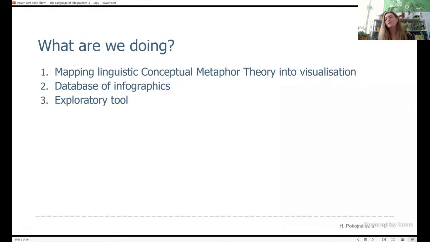What we are doing is taking a linguistic theory, the conceptual metaphor theory, and mapping it into the world of visualizations. We're also providing a database for our reasoning of these classifications, and an exploratory tool which shows the patterns that we have found.